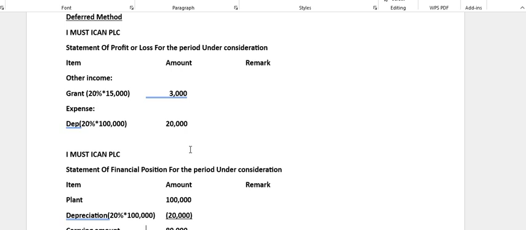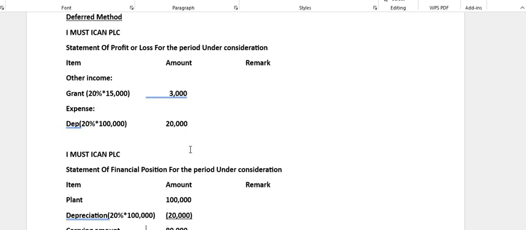You have 3,000. So under other income, you have 3,000 because we are dividing it. They don't give us the useful life of this asset, but they give us the depreciation rate. So once they give you the depreciation rate, just use the rate. Don't bother yourself about the year. The depreciation rate is 20%. 20% multiplied by 15,000 gives you 3,000 as other income. Then under expense, you are going to recognize depreciation.